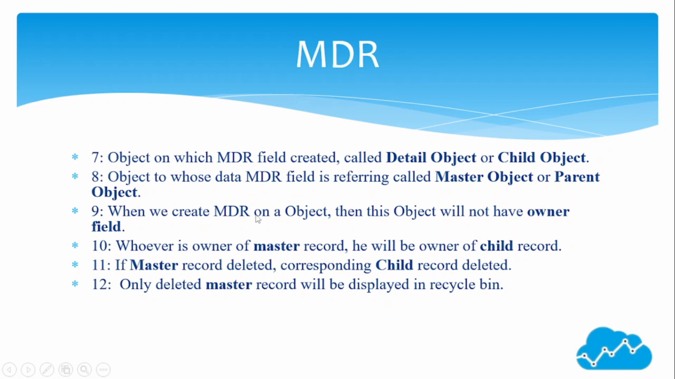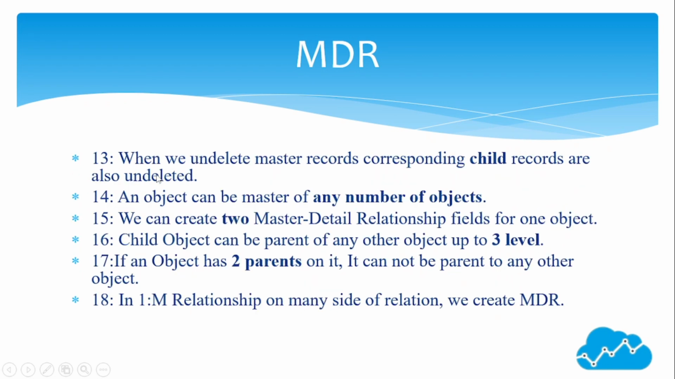When we create master detail relationship on an object, this object will not have an owner field. Means it is going to refer to that particular parent's ownership. Whoever is the owner of the master record will be the owner of that particular child record. If the master record is deleted, the corresponding child record is deleted. Only the deleted master record will be displayed in the recycle bin. When we undelete the master record, the corresponding child records are also undeleted.